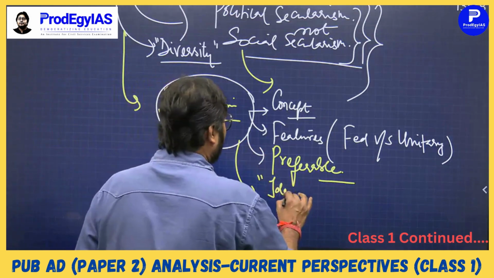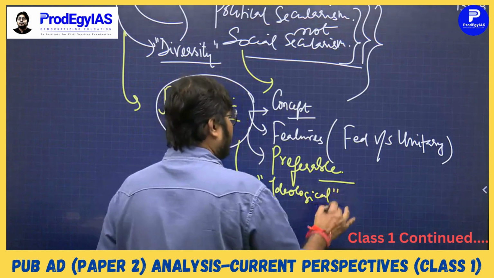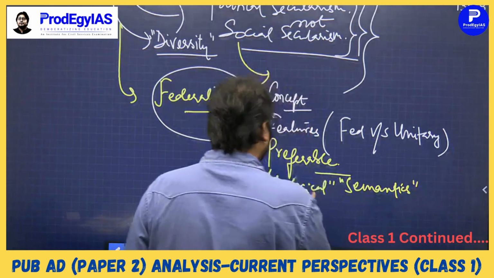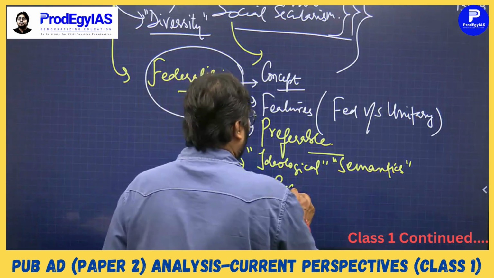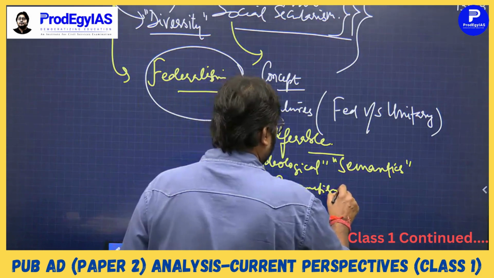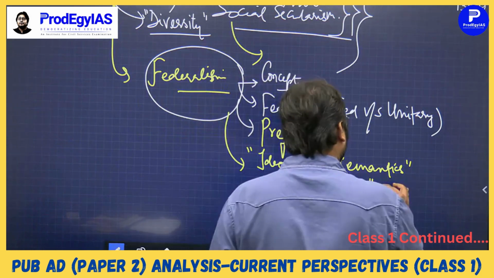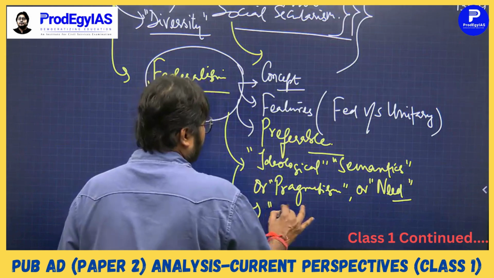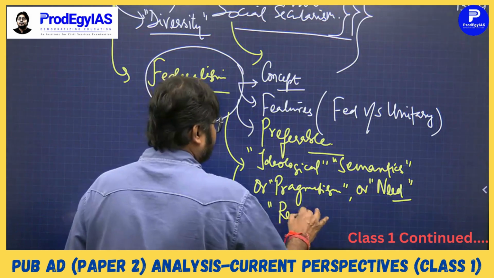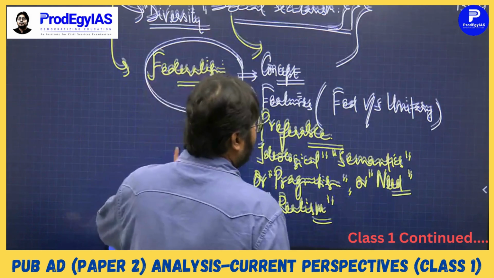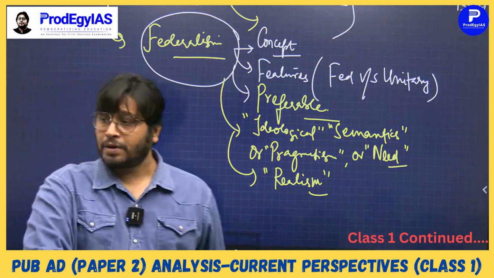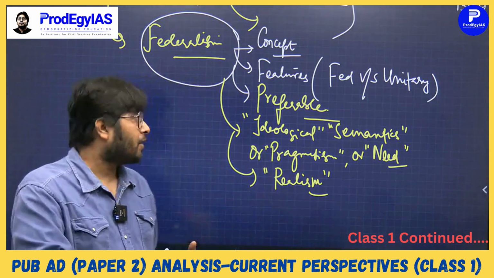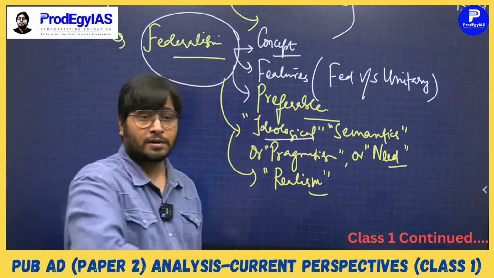Fine. Then, फेडरलिज्म एक ideological idea है, या semantics है, या pragmatism है, fine. और need है, or it is based on your realism. See, obviously for us, both the elements are right. Obviously, we inherited a very diverse nation, diverse territory. So, ये भी important है. Semantics क्या होता है?